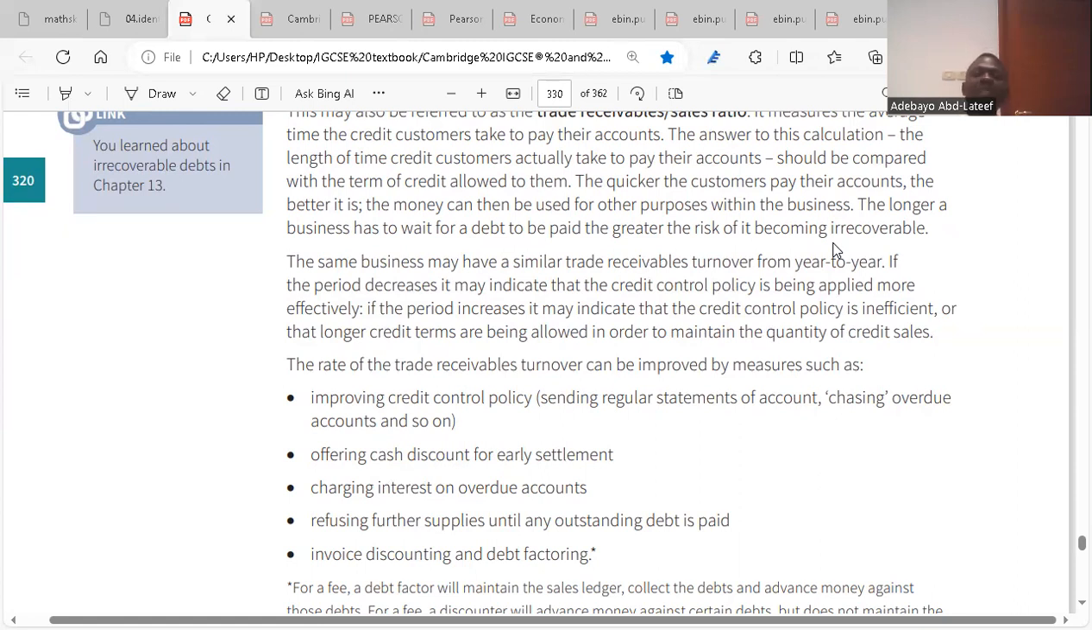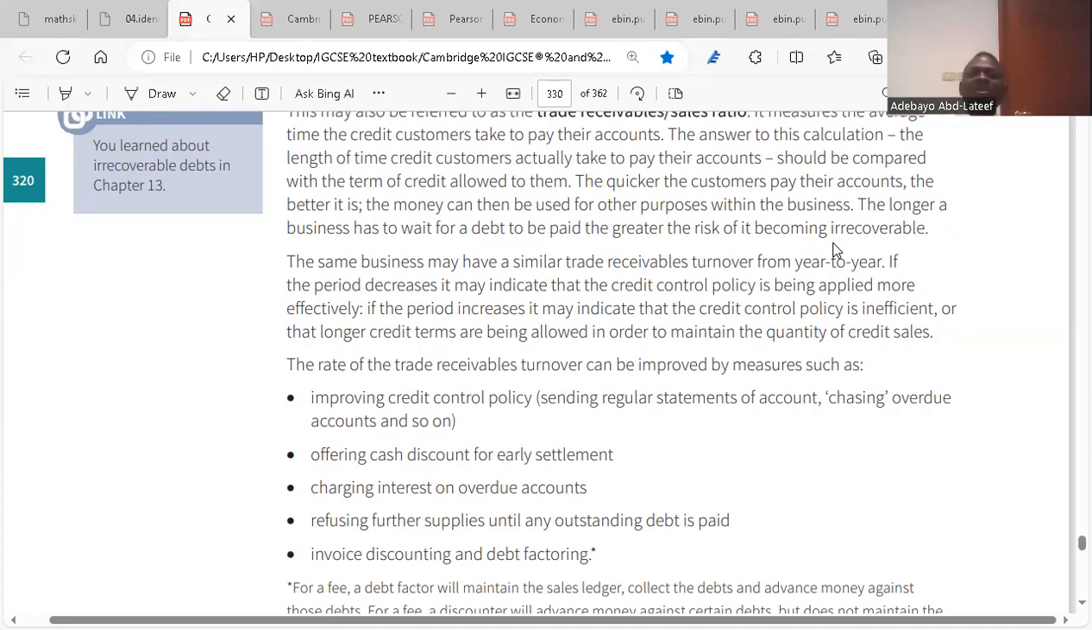Number one, improve credit control. That means you improve how you give credit to customers. You control it. You don't just give credit every now and then. You check what you are doing. That's the first one. Maybe you reduce it.